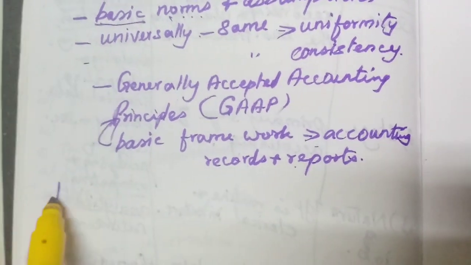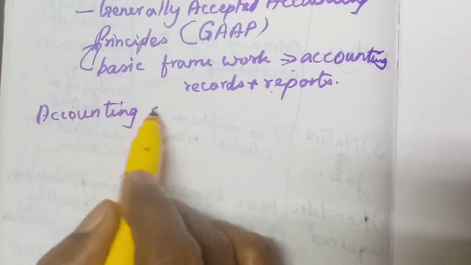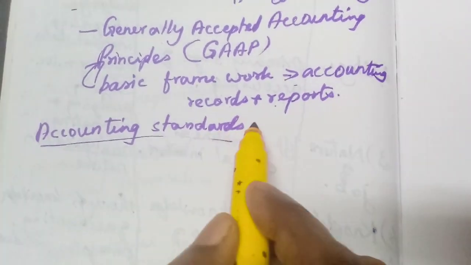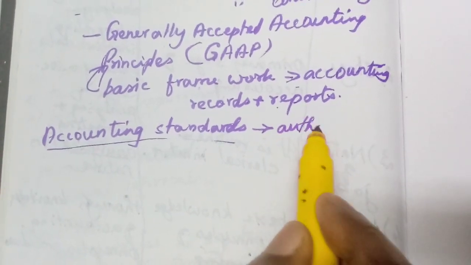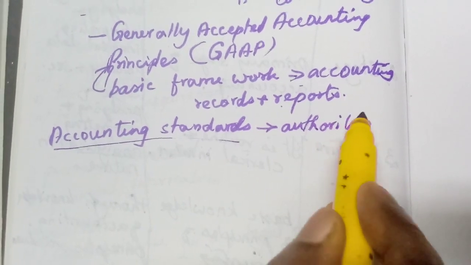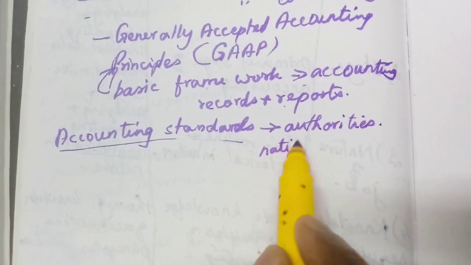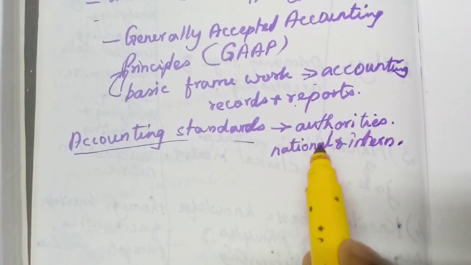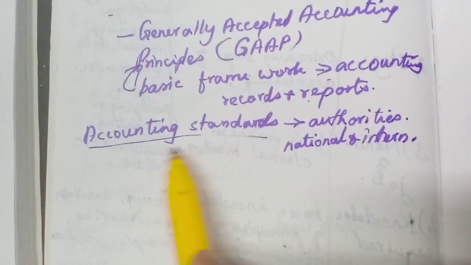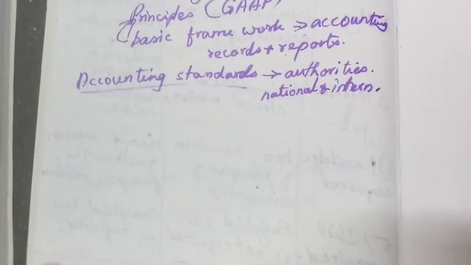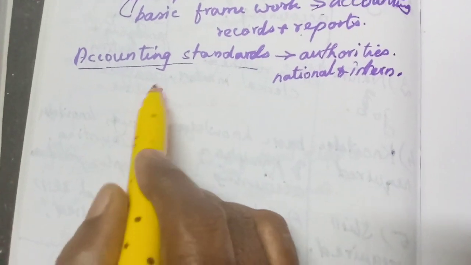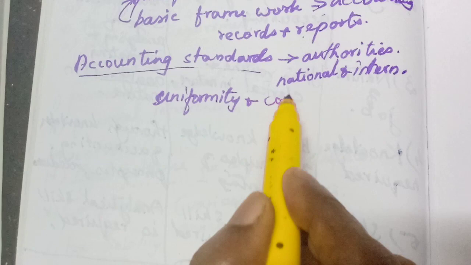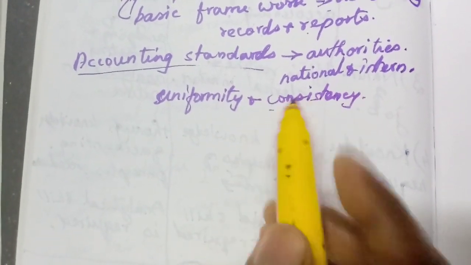Now, another word, accounting standards. Accounting standards are also issued by different authorities, national authorities or international authorities, who develop the accounting standards. Because these authorities frame the accounting standards nationally and internationally, we can have the same advantage. It will be the same. Uniformity and consistency will be there. Consistency, I said, means permanency.